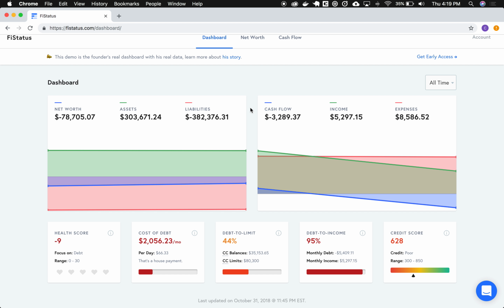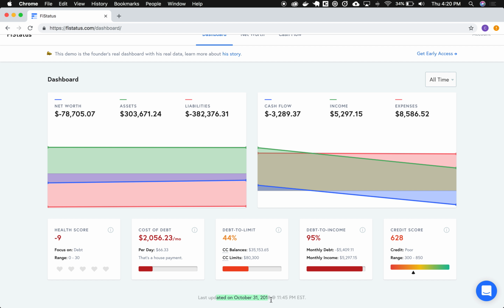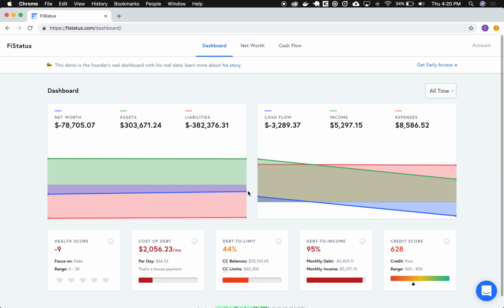So when you go to sign up for FiStatus, when I fully launch it, you basically just will have to enter some of your bank details in the beginning, and then we automate everything. And then you can see at the bottom, you can see last updated October 31st. And then at the end of every month, we just take a snapshot. So this is essentially how and what FiStatus is.